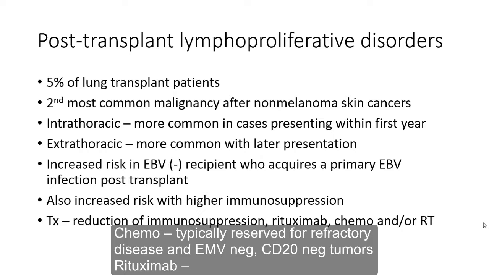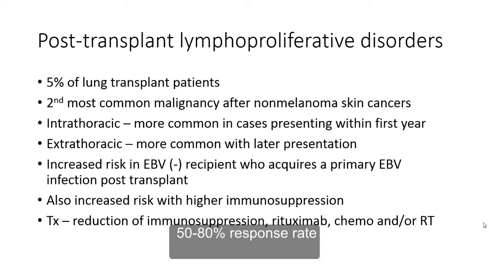So that's something we look at in our pre-transplant patients and part of our workup. You're also at an increased risk, obviously, with higher immunosuppression. If someone has a lot of acute rejection and you feel like you're constantly giving them steroid bursts or going up on their immunosuppression, they're going to be at higher risk for developing any malignancy.